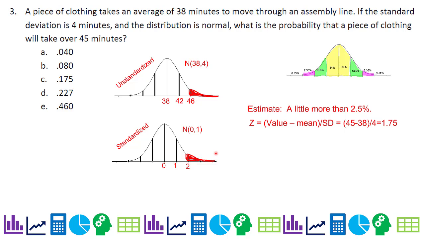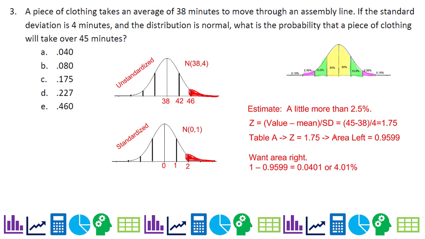And there's a table you can refer to. The area left of z is 0.9599, because the table, if you use that, always gives left area. But we want area to the right, so I have to subtract that from 1.